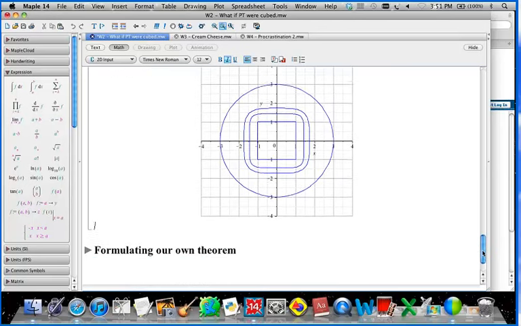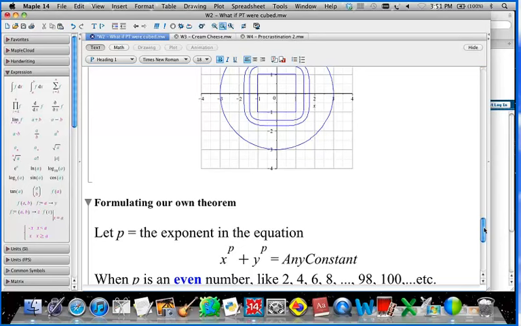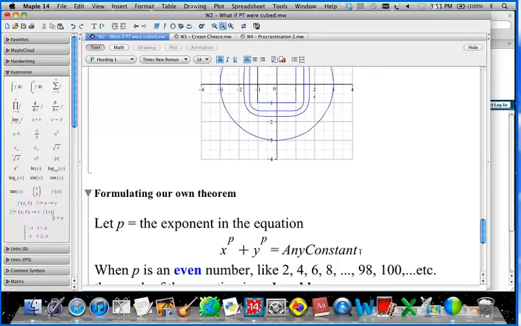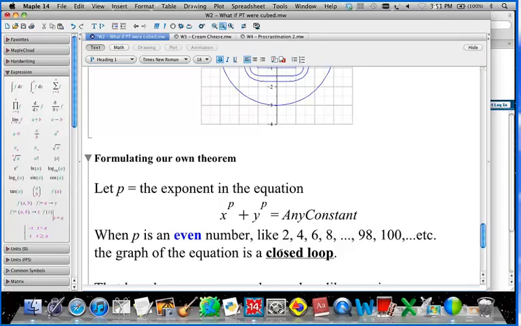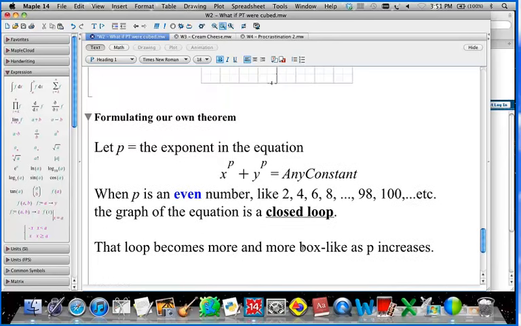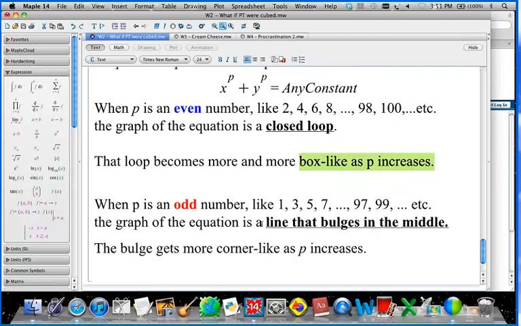So now I have students try to formulate their own theorem. So let p be the exponent in the equation, x to the p plus y to the p equals any constant. We pick 9. Let's see what happens. We've observed that when p is an even number, the graph of the equation is a closed loop, and that loop becomes more and more box-like as p increases. When p is an odd number, the graph of the equation is a line that bulges in the middle, and the bulge gets more corner-like as p increases.